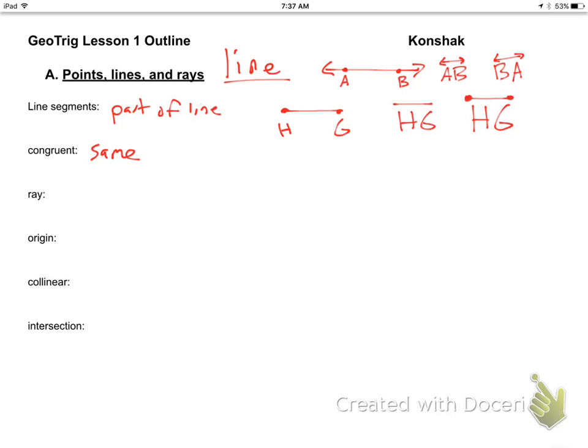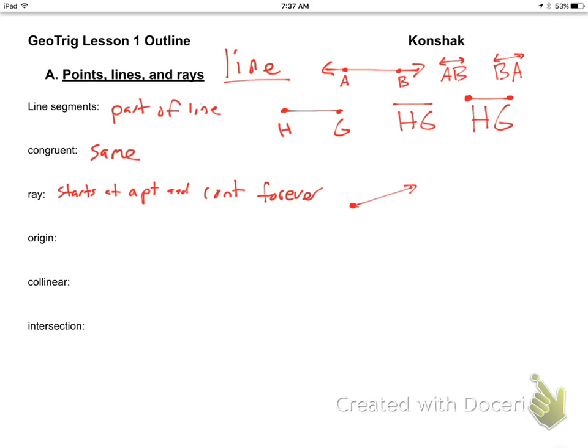It's got an endpoint, a starting point, and then it goes on forever. So it starts in one spot, goes forever. So how do we write it? Starts at a point and continues forever. That might be okay. So what does it look like? That's a ray.